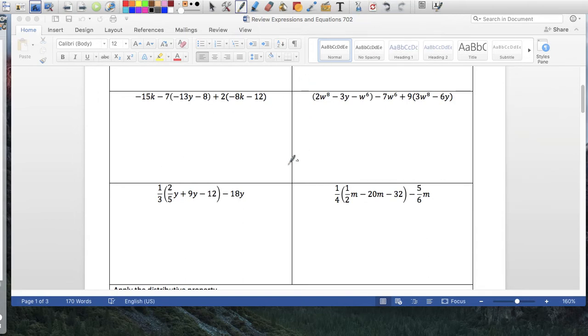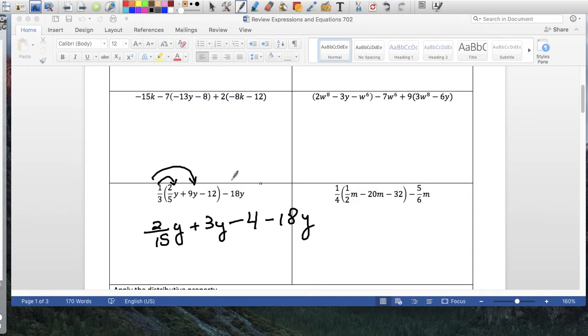Same thing, apply distributive property here. 1/3 times 2/5, nothing cancels out, so if you multiply, 1 times 2 is 2, 3 times 5 is 15, you get this, right? And then 1/3 times 9, that can be simplified, it's going to just give me 3y. And then 1/3 times negative 12 is going to be 4, and then minus 18y.